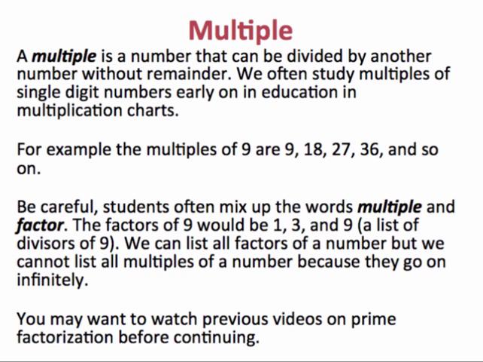We do have to be careful, like I warned a few minutes ago. There is a difference between the word multiple and factors. We just saw the multiples of 9. The factors of 9 would be 1, 3, and 9. So this is a list of the divisors, or numbers that divide evenly into 9. We can know the difference because the factors are a finite number and the multiples go on and on infinitely, so we can never list all multiples of 9. So please remember the difference between these two.